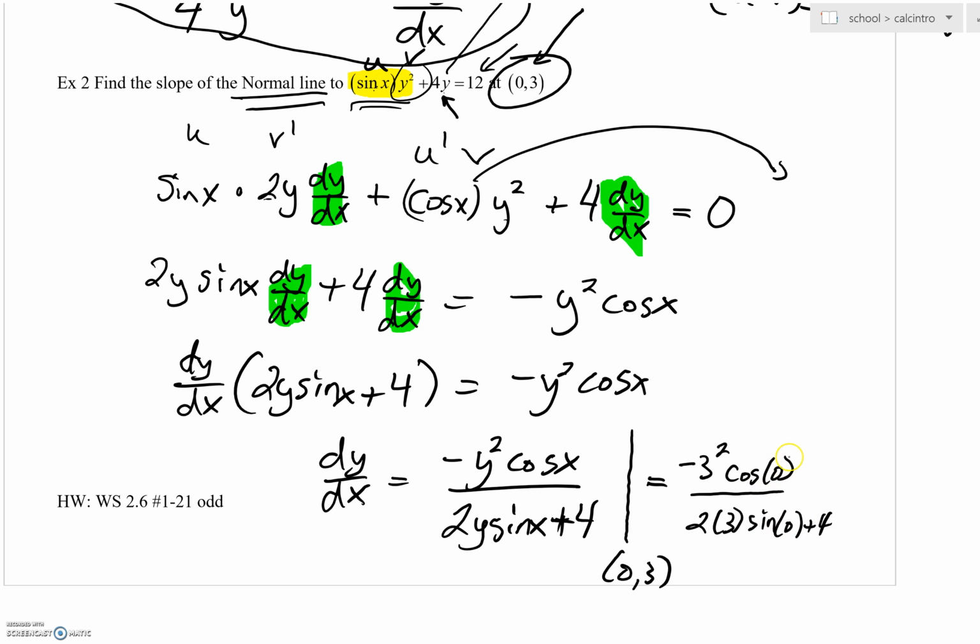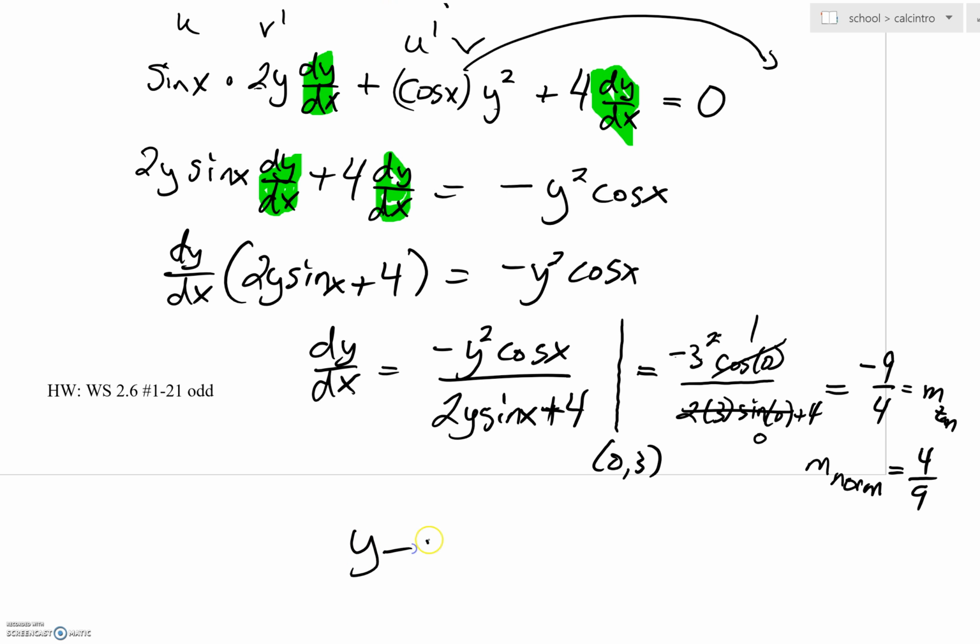And what's the cosine of 0, by the way? It's 1. And isn't the sine of 0 a 0? And all that gets multiplied is going to cancel out. So I'm going to have 3 squared, which is 9, and then put a negative out in front of it. So I'm going to get negative 9/4. And that's the slope of your tangent, right? What's the slope of your normal? The opposite reciprocal, right? Normal lines are perpendicular, so you have to take the opposite reciprocal.